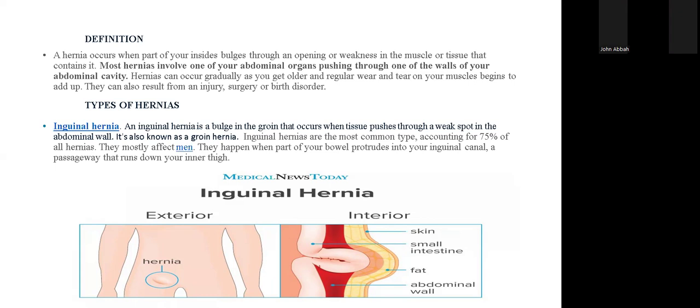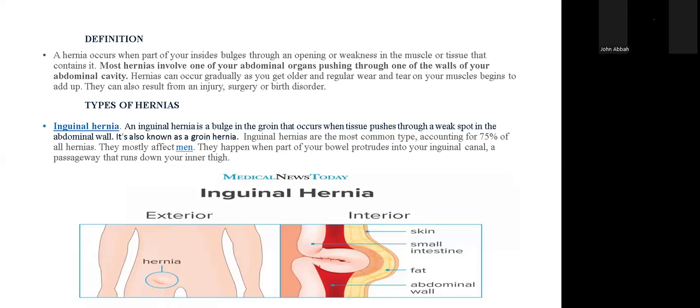Medical personnel. Most hernias involve one of your abdominal organs pushing through one of the walls of your abdominal cavity. So that means once we have a weakened abdominal cavity, that is the muscles, and the inner organs now push through, you now find a swelling on the exterior part of the skin. Then you begin to suspect hernia. Now, there's reason for us in this class today to take something away.